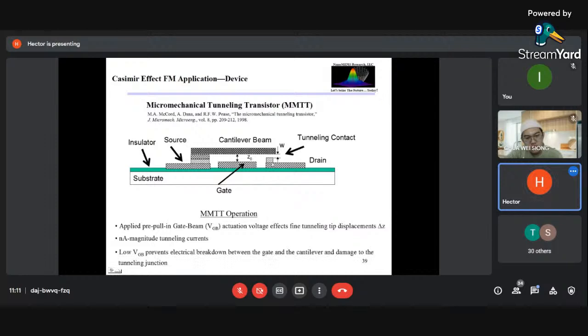Now in operation, the low gate to beam voltage is necessary to prevent electrical breakdown between the gate and the cantilever beam, as well as to avoid the damage of the tunneling junction.